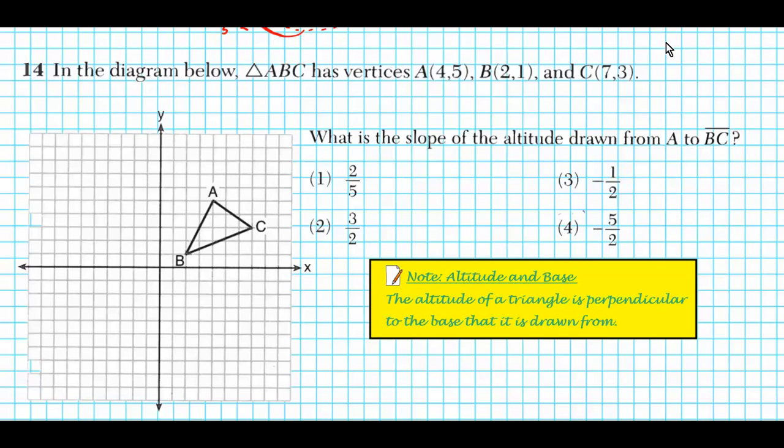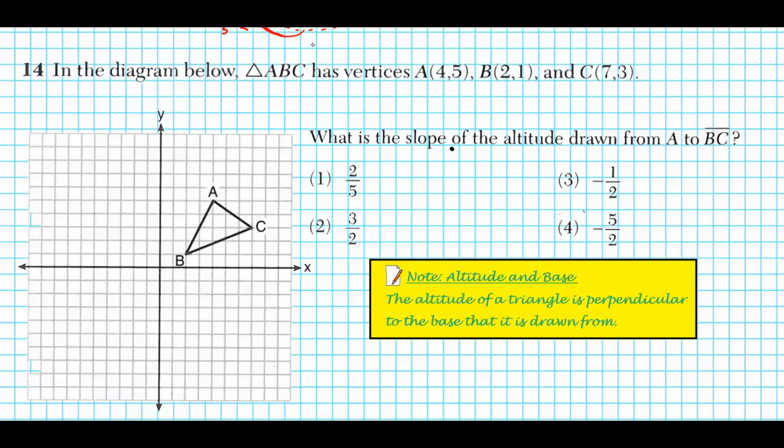Okay, let's take a look at number 14. It says in the diagram below, triangle ABC has vertices 4, 5, 2, 1, and 7, 3 for A, B, and C vertices respectively. Question: what is the slope of the altitude drawn from A to BC? So in this problem, you need to know how to draw your altitude, and you also need to know that the altitude is always perpendicular to the extended base or the base that it is drawn from.